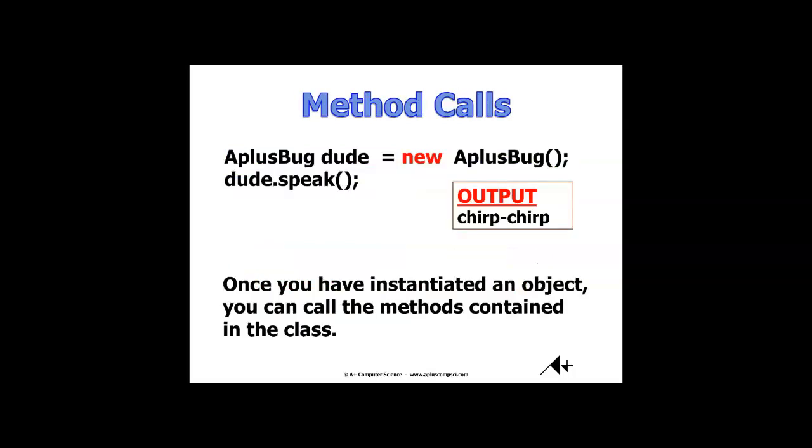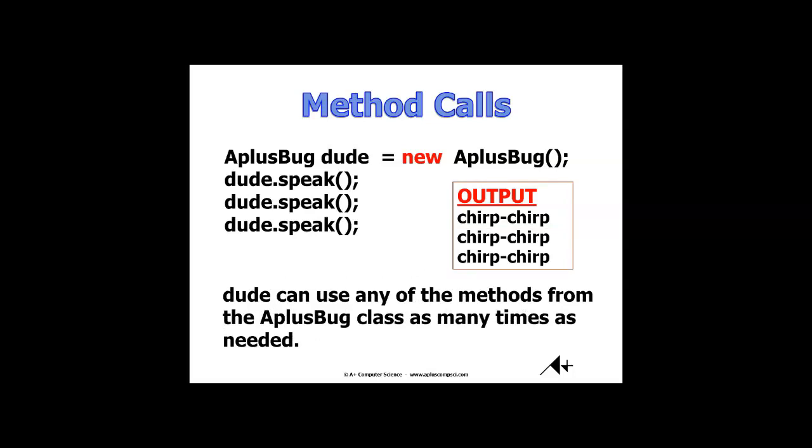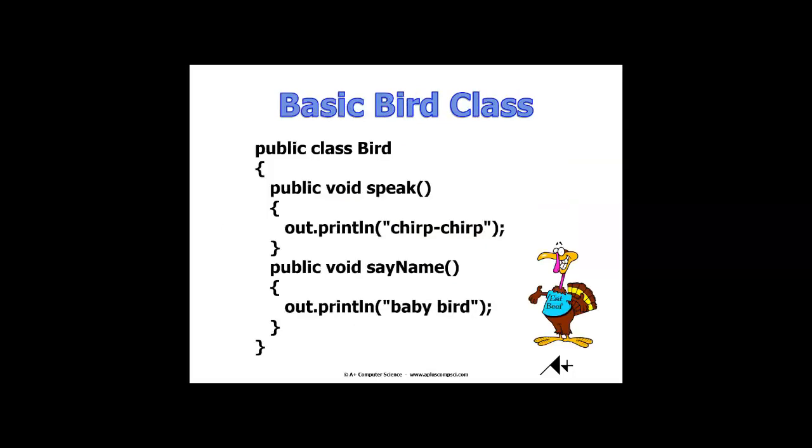So access, return type, name, parameters, and then you have to put some code inside if you want it to actually do something. So here I have dude, which is my reference to a new A Plus Bug object. I call the speak method on that reference and it prints out chirp chirp, because that is what our code was designed to do. Here I'm calling speak 3 times, so I get chirp chirp 3 different times because I'm calling those speak methods on my dude reference. Now we're ramping it up a little bit. We're getting a little more sophisticated.